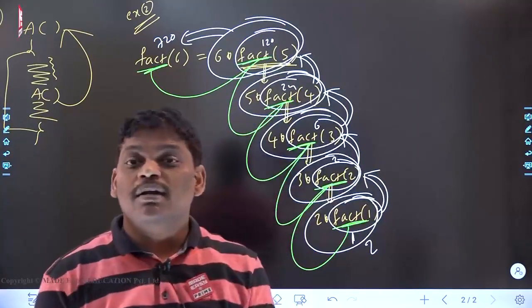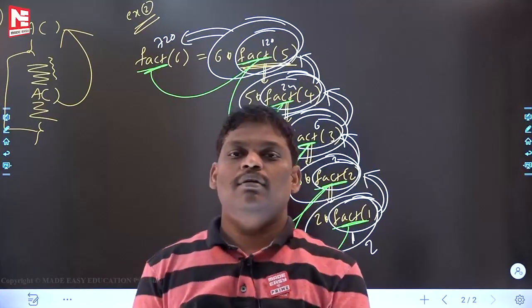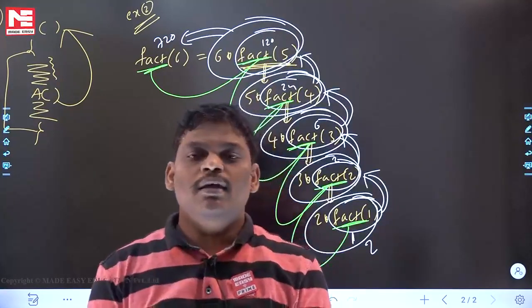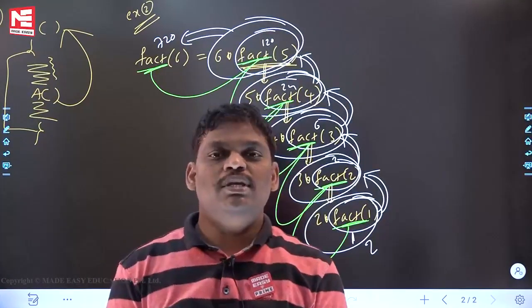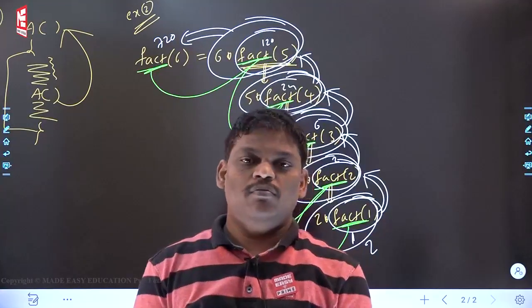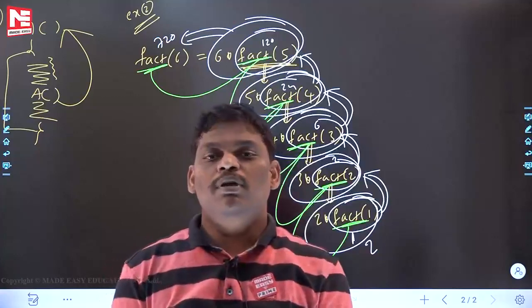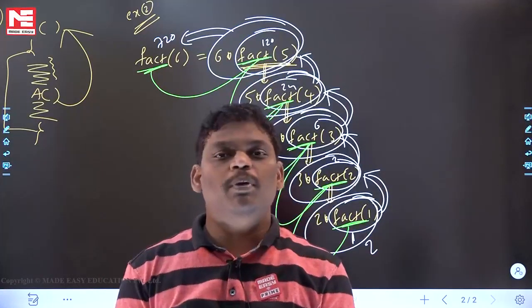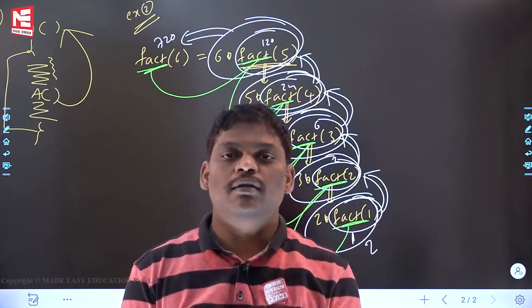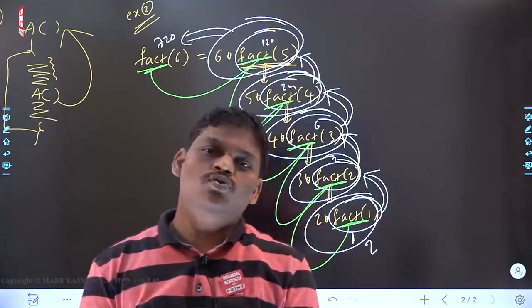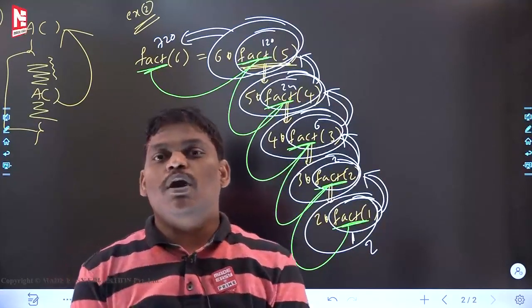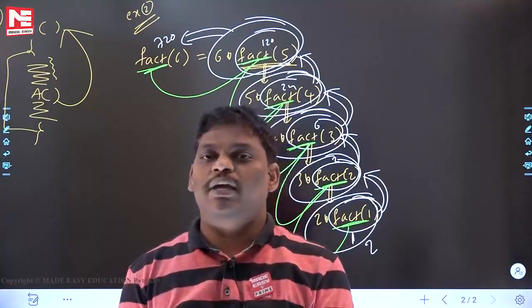See, stack means not a diagram. Stack means property. Can you say what property you are following here? Last in, first out, or first in, last out. Can you say how many functions are called? 6 people. Because of the many people you called, they have to wait somewhere. If they don't wait, you may lose all of them.